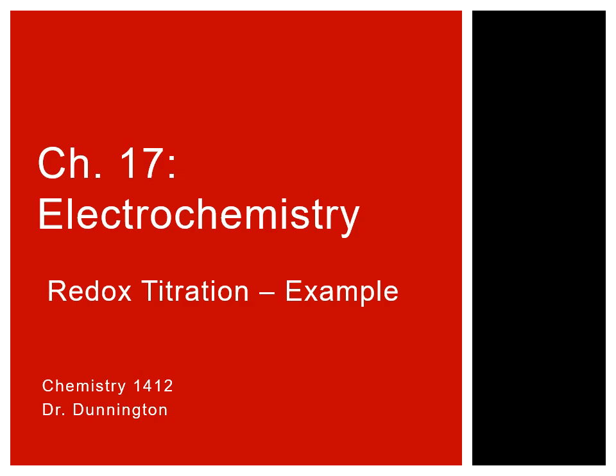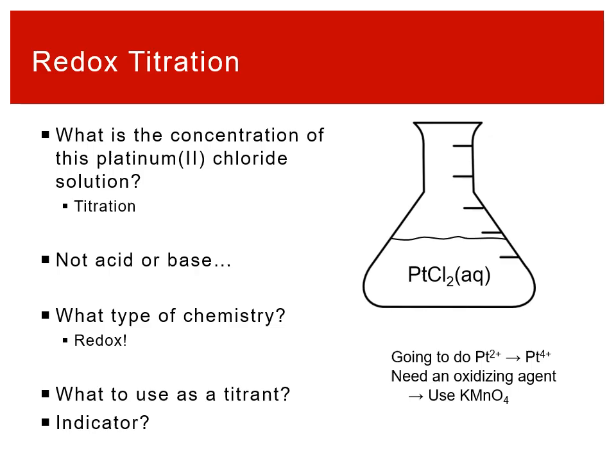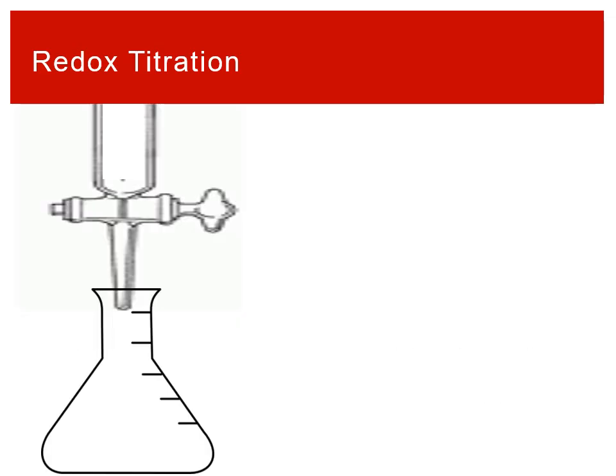Now that we've decided how to do our redox titration, we want to walk through what the experiment is actually going to look like. So I've decided my platinum 2 chloride solution, there's platinum 2 in there. I'm going to oxidize it to platinum 4 using the oxidizing agent KMnO4, potassium permanganate. So I start by putting my platinum 2 chloride solution in just my flask.